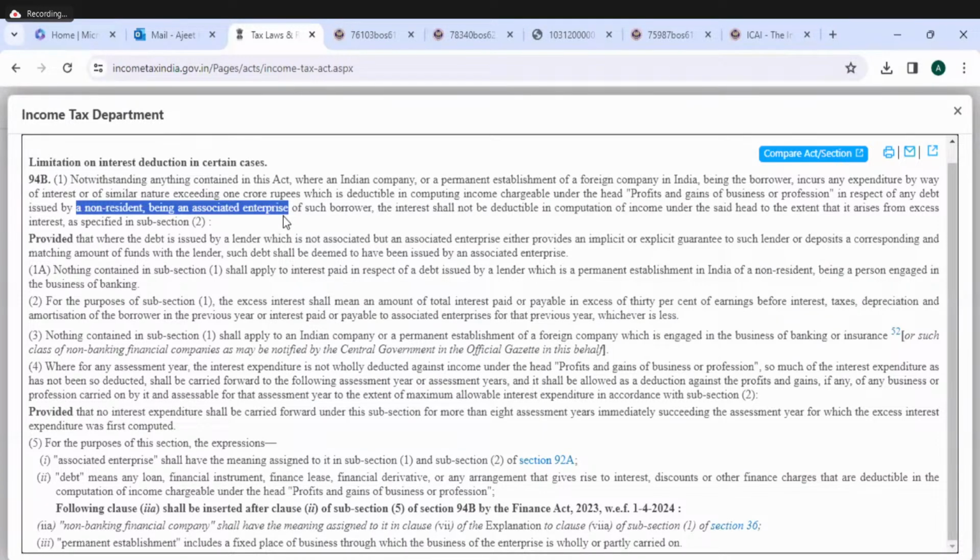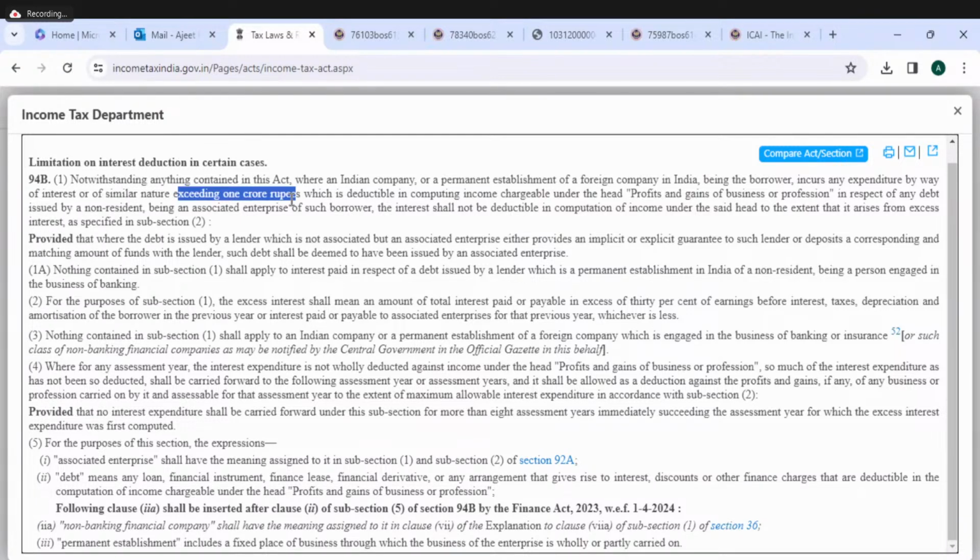So first condition, applicability on an Indian company or a PE of a foreign company. Indian company and PE of a foreign company is a borrower and it's incurring the expenditure of interest or similar nature, for a debt which it has taken from a non-resident being an AE. Is there any threshold limit to apply this section? Yes, there is a threshold limit that your interest or of similar nature should exceed 1 crore. Only and only in that case, this section 94B would be applicable.